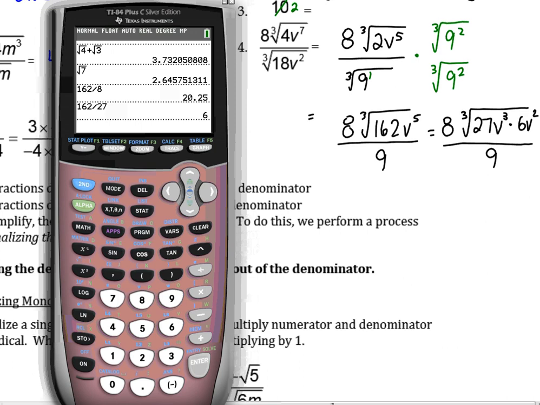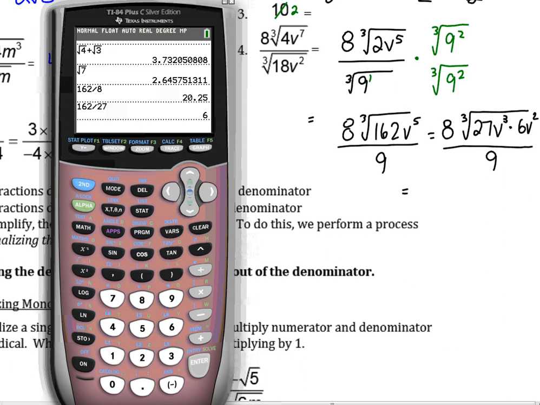So the coefficient, if we take the cubic root of 27v cubed, what's the cubic root of 27? 3. What's the cubic root of v cubed? V. So we're left with 3v times 8, 24v cubic root of 6v squared all over 9.